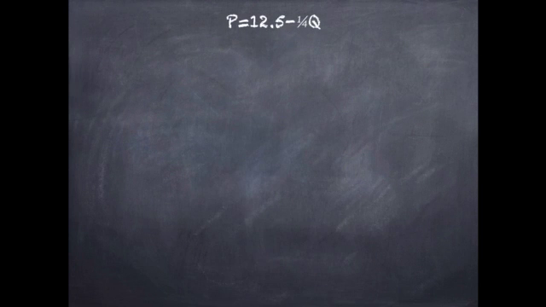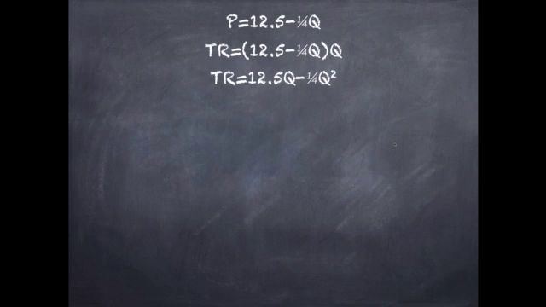So we know that price is equal to that. If we multiply by Q, price times quantity, we end up getting that total revenue is 12.5 Q minus 1/4 Q squared. We take the first derivative of total revenue, which gives us 12.5 minus 1/2 Q. Again, remembering that we're multiplying by the exponent and subtracting 1 from the exponent. So we have 2 multiplied by 1/4, which is equal to 1/2.